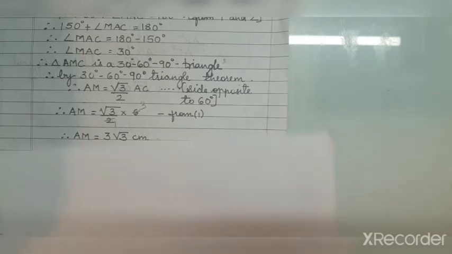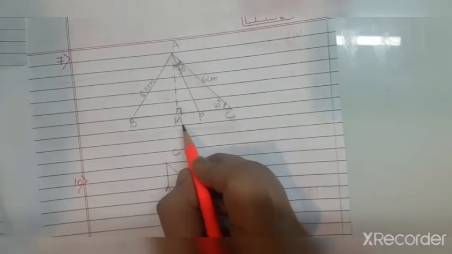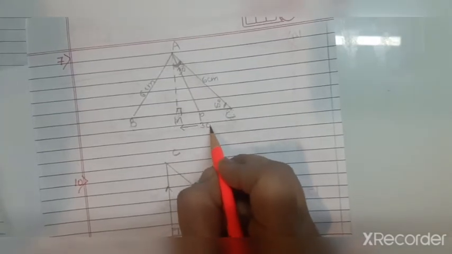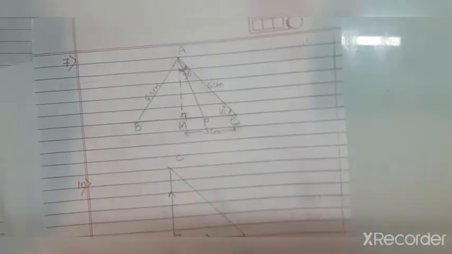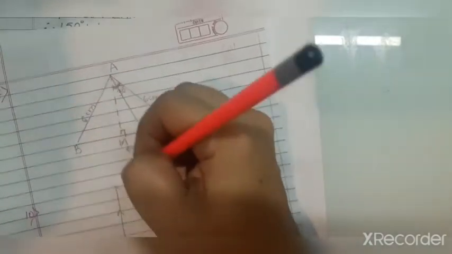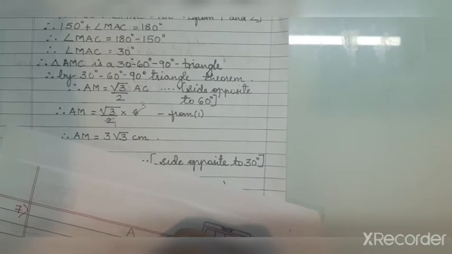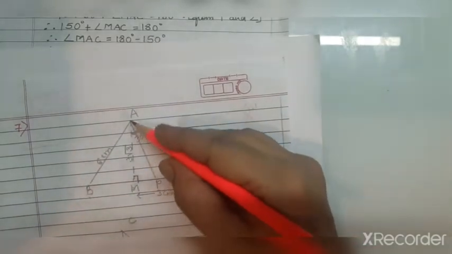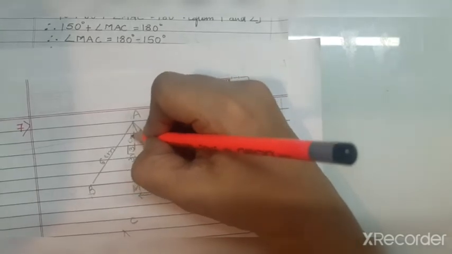Okay. Till here we found two sides. One is MC. So MC we have got 3 centimeter. Okay. And the other is AM. So AM we have got 3 root 3 centimeter.